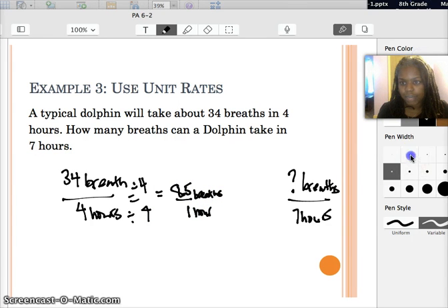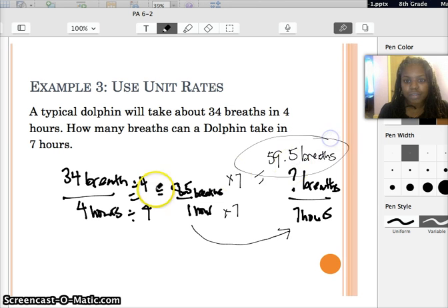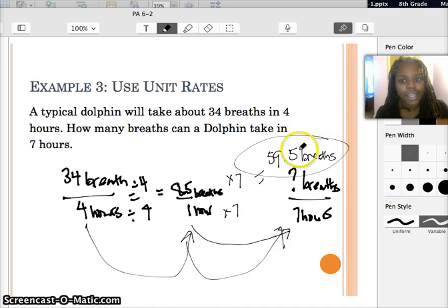So here's the question of the day, right? What do I need to move from 1 hour to 7 hours? Well, obviously I'm going to multiply by 7. If I do it down below, I have to do it up top. So I'm going to multiply 8.5 times 7, and I get 59 and a half, 59.5 breaths. So what this tells me is that I can often start off with the rate, go to the unit rate, and then I can calculate practically anything. So about 59 breaths in 7 hours is how many breaths a dolphin can take given 7 hours.